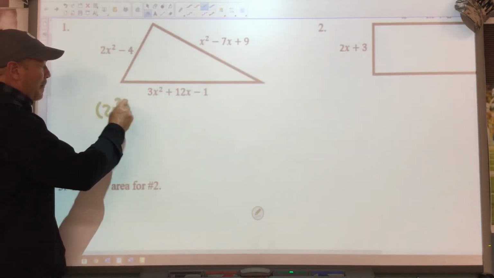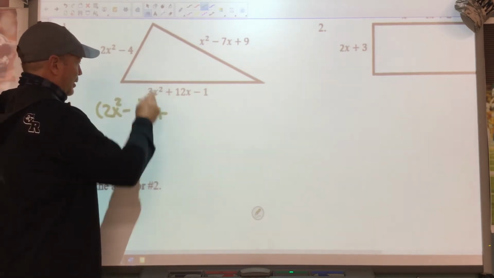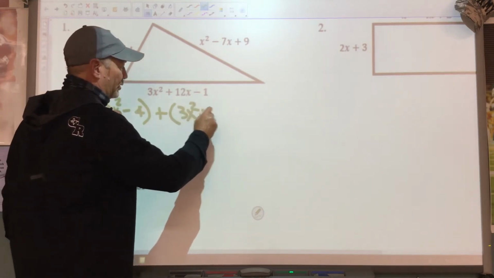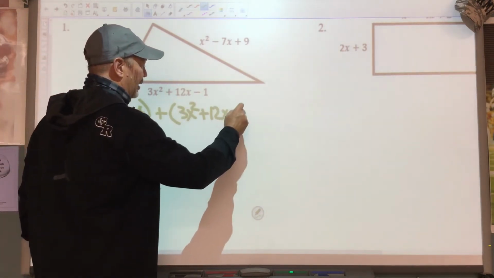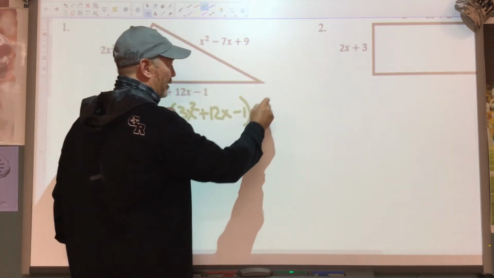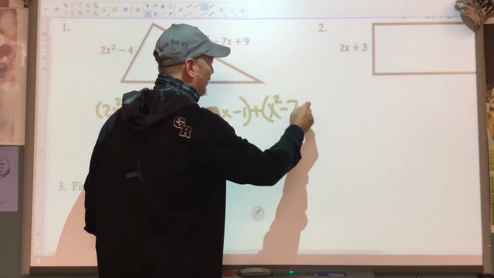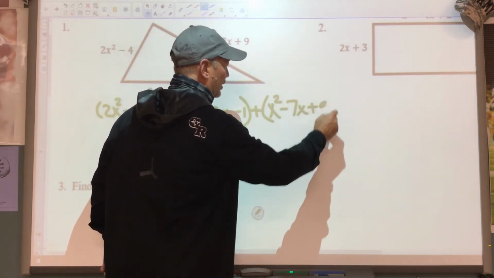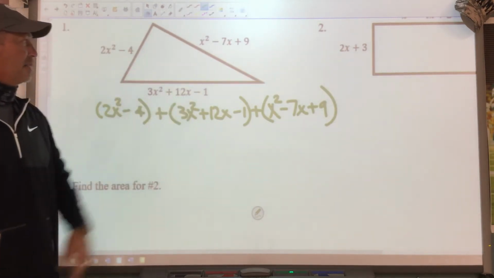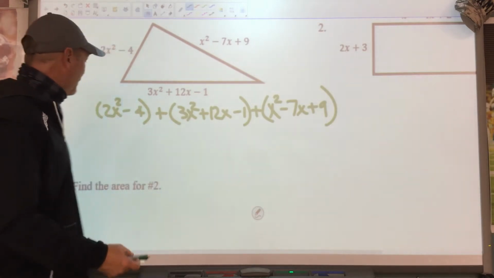2x squared minus 4 plus 3x squared plus 12x minus 1. And then we're going to add the third side. X squared minus 7x plus 9. So, to find the perimeter, we're going to add all three sides together. We're going to combine like terms.